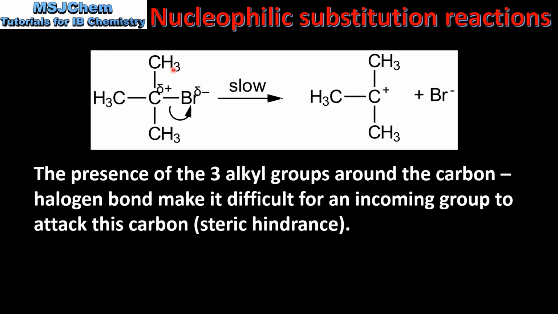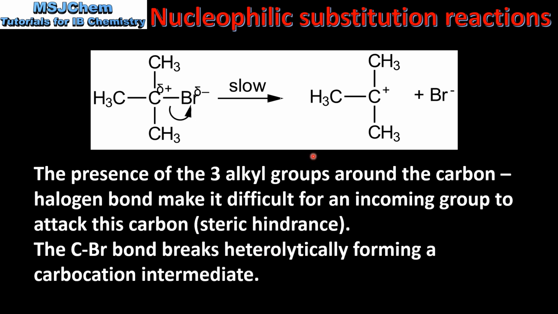As you can see, there are 3 alkyl groups around the carbon to halogen bond. The presence of the 3 alkyl groups around the carbon to halogen bond make it difficult for an incoming group to attack this carbon, which is known as steric hindrance. Therefore, in the first step of the mechanism, the carbon to halogen bond breaks heterolytically, forming a carbocation intermediate.